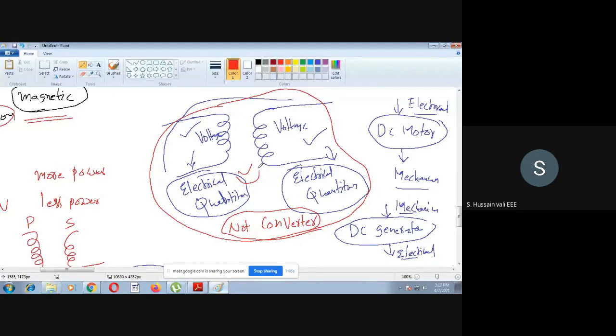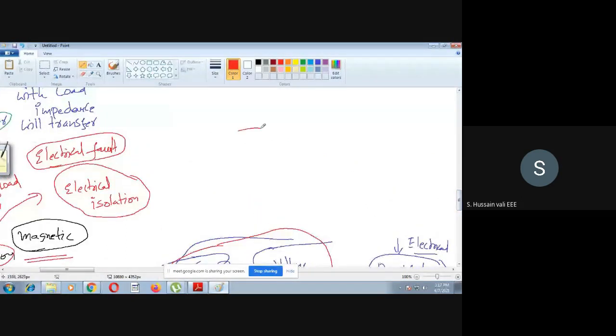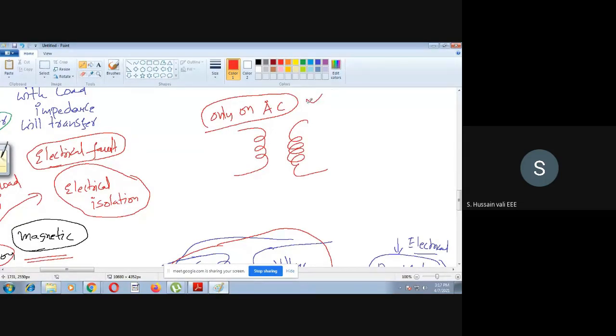And some more things. I just now said that transformers work only on AC. We'll see the reasons why it works only on AC, but as of now, what you have seen is that it works on AC. So whenever it works on AC, it has some frequency. So what will happen to the frequency? Does the frequency change? No, frequency does not change.